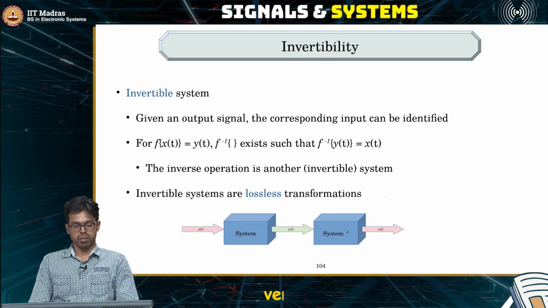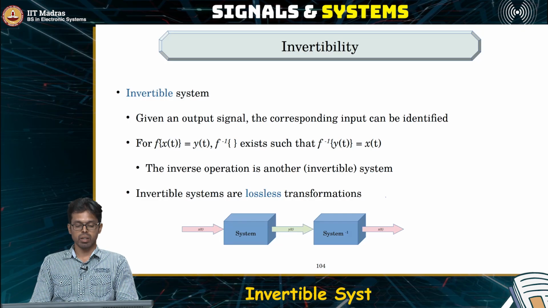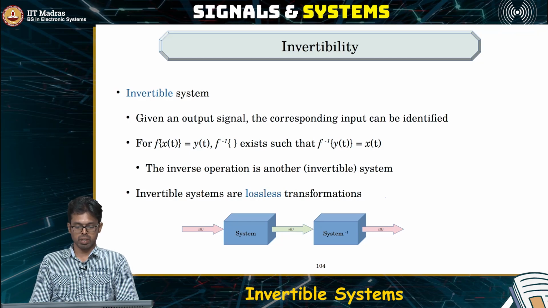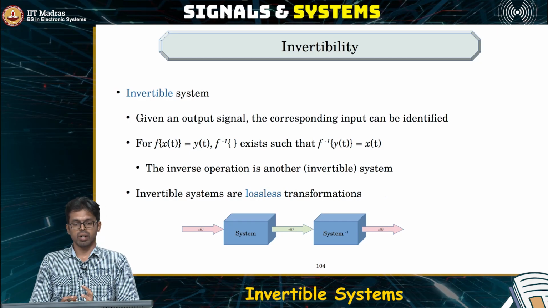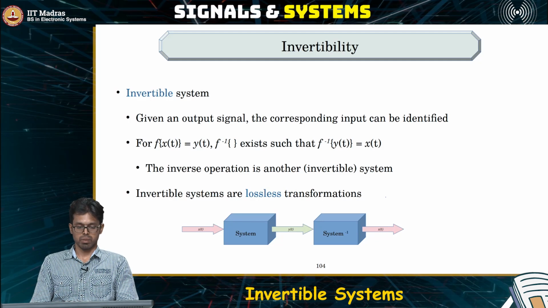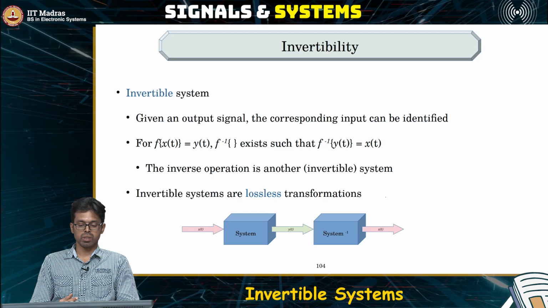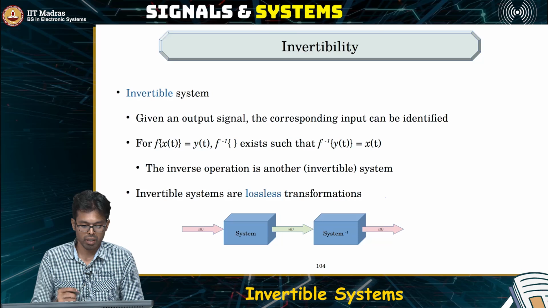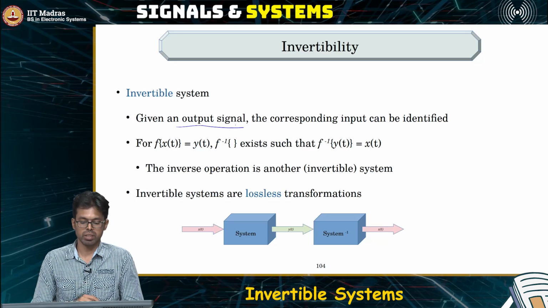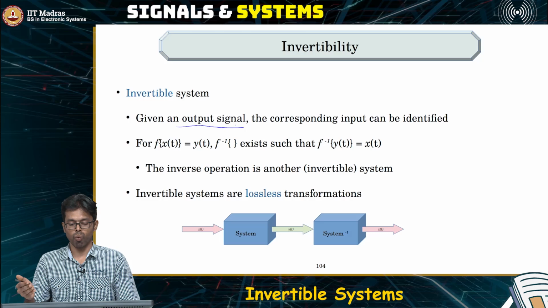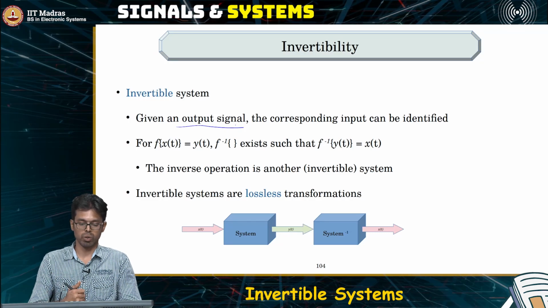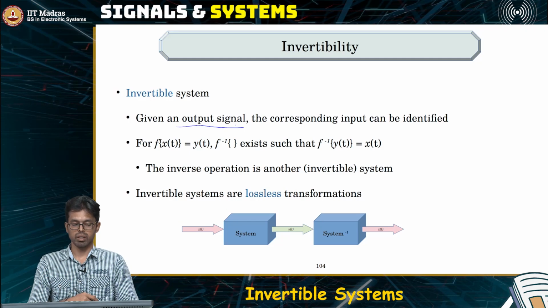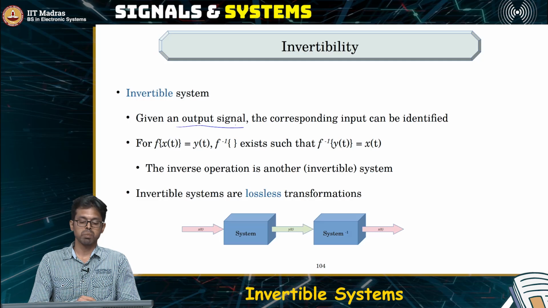The next property of systems that we are going to discuss today is what is known as the invertibility of a system. So what do we mean by invertibility? Invertibility simply means trying to compute the inverse of the system. So we know the inverse of a function. What does it mean when we say inverse of a system? It means that given a particular output of a system, we should be able to identify what was the input which generated this output. Then if we can do that successfully without any kind of ambiguity, then we say that such a system is an invertible system.